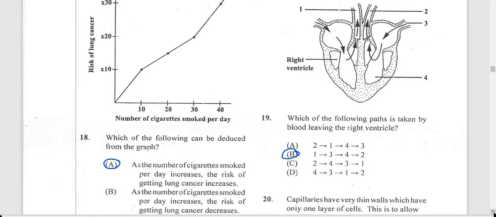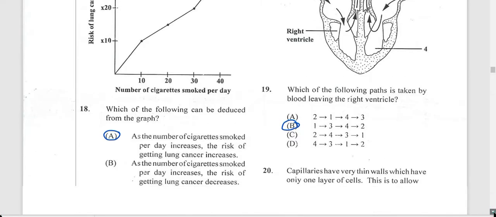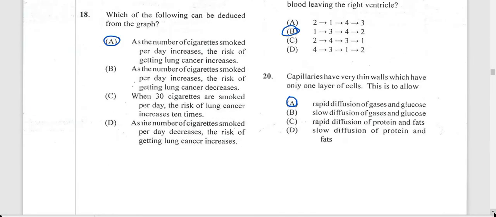This diagram is a repeat diagram, you might recall. So we selected B for question number 19. It's going to go to the pulmonary artery, then it's going to go to the pulmonary vein. Of course, it's going to come into the left ventricle, and then it's going to leave via the aorta to the body. So for 19, again, it's going to be a B for your answer.